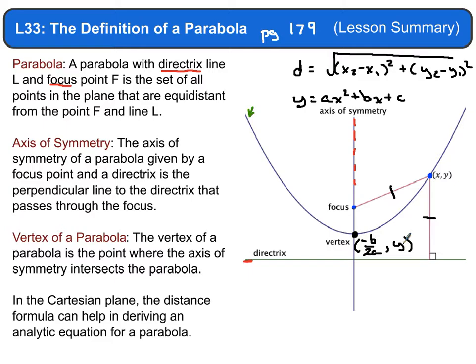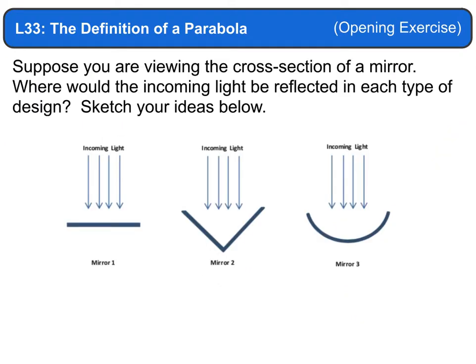So again, that's the lesson summary. That's at the very back. That's on page 179. So now we're going to kind of go backwards, and we're going to talk back to the opening exercise, where they want you to consider, if I had different mirrors, one that's a straight mirror, one that's a 90-degree angle mirror, and one that's a curved mirror.